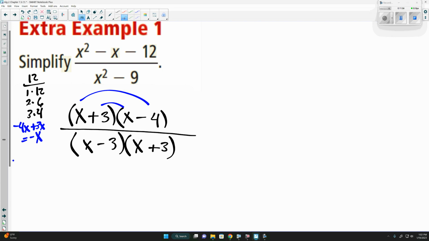Now we do have something in common on top and bottom: x plus 3 and x plus 3, which leaves us with x minus 4 over x minus 3.